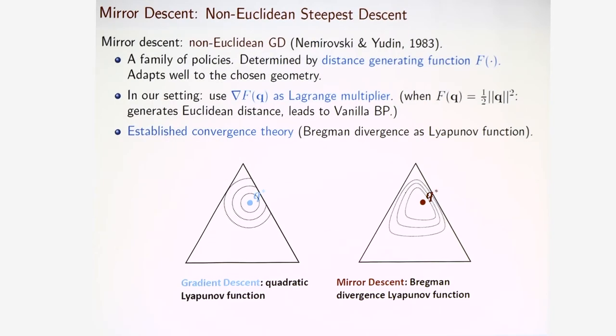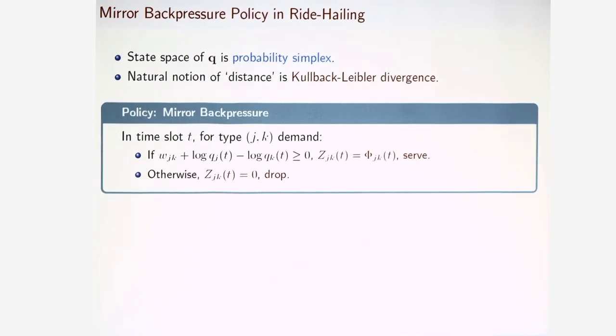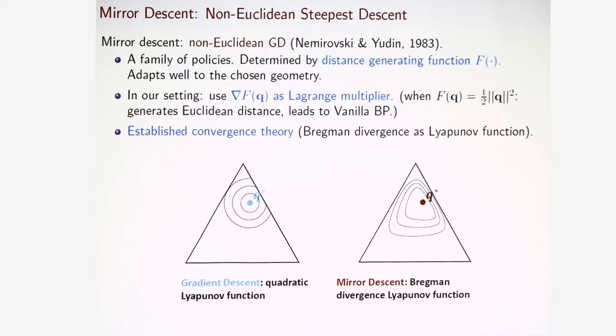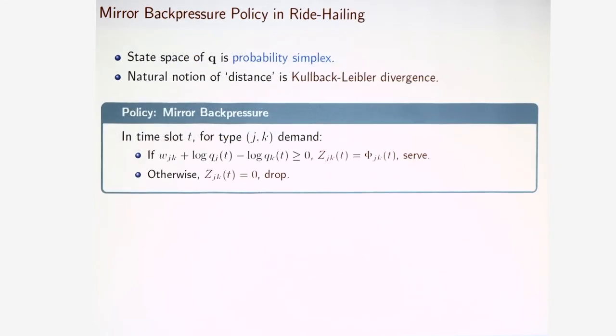So this slide is a high-level introduction of mirror descent. Now let's come back to our concrete model. Like in our example, the state space of Q-lanes is a probability simplex. So a natural notion of distance is KL divergence, right? Let's just plug in KL divergence as the distance generating function. Then it gives us the following policy, which is simply to use the log of normalized Q-lanes as the congestion cost.